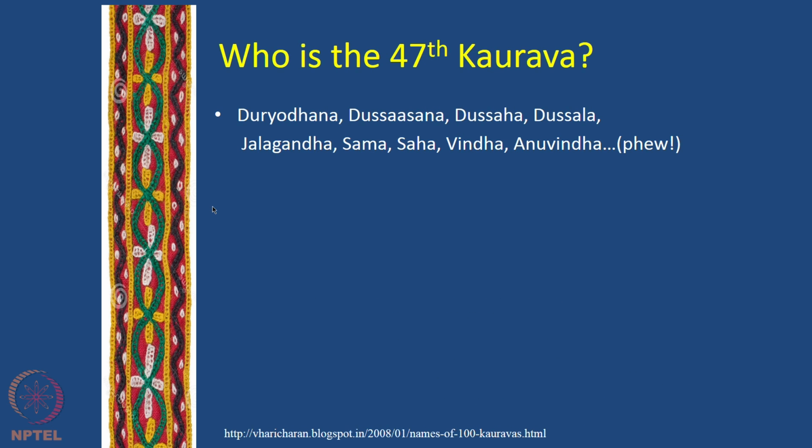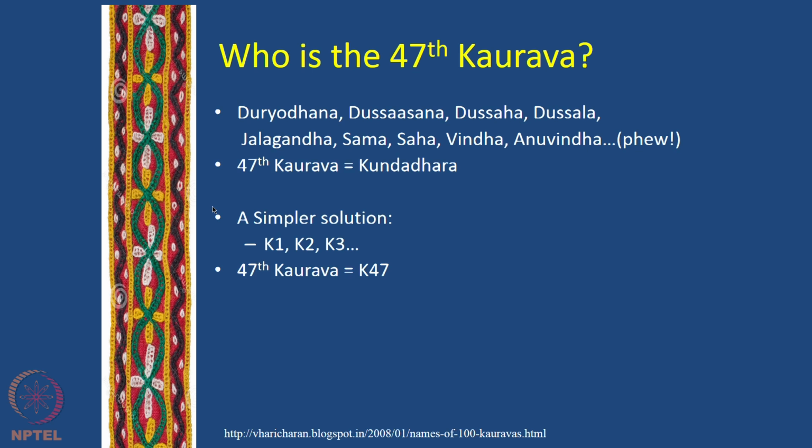Who is the 47th Kaurava? Now we know that Kauravas are this evil clan of princes from Mahabharata. We know some of these names like Duryodhana, Dushasana and all that, but it's very hard to remember all the 100 names. So it's very hard to remember the name of the 47th Kaurava. Actually his name is Kundadhara, but if you had named the Kauravas simply as K1, K2 and K3 and so on, the 47th Kaurava would be simply K47. So it's very easy to remember the name if you follow a certain simple notation.